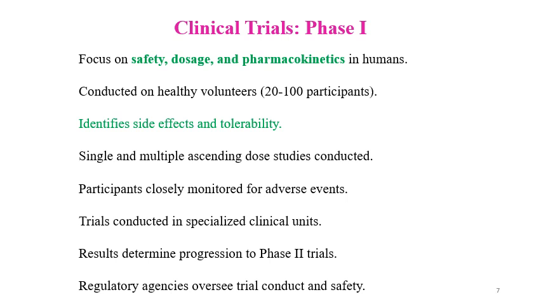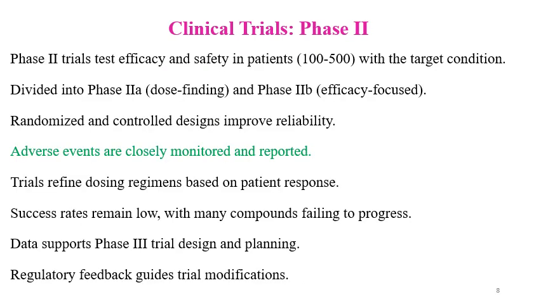These trials are conducted in specialized clinical units, and the subjects are closely monitored. Results of clinical trial phase 1 determine the progression to phase 2 trials. Regulatory agencies oversee the trial conduct and the safety. If data supports the effect of the newly synthesized drug, then after completion of clinical trial phase 1, clinical trial phase 2 can be done.